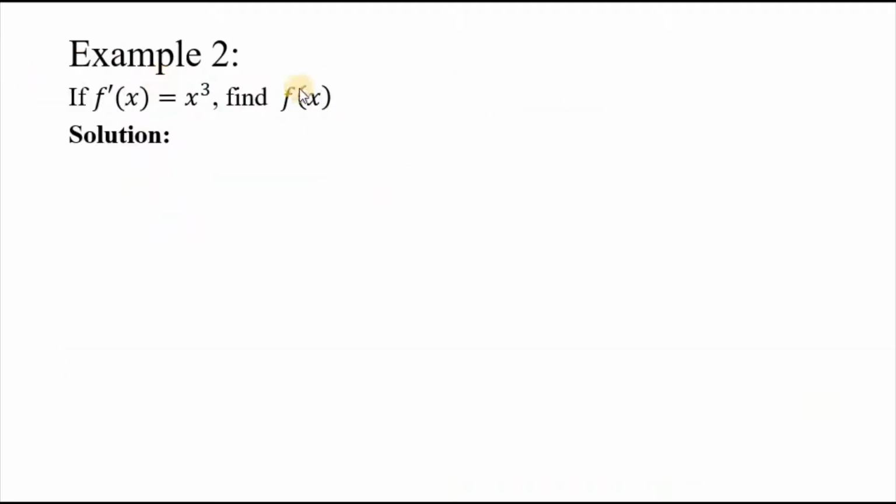All right, let's look at this example. If you have the derivative f prime of x equal to x cubed, we want to find f of x. So we want to go back and find the antiderivative of f prime of x. To do that, let's think of what could have made this function. What function can I find the derivative of in order to get x to the third?